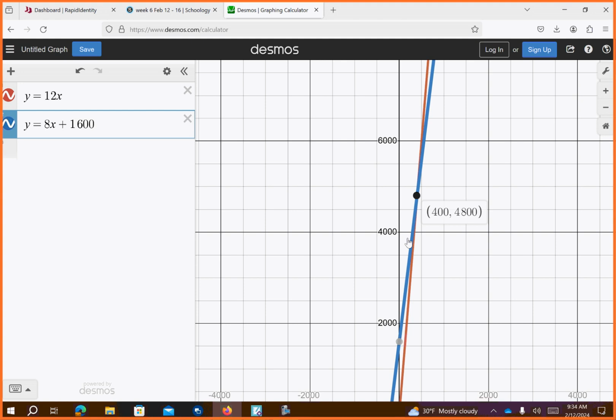So our break-even point is if we create 400 of our items, the company brings in $4,800, which covers all the costs. So that's our break-even point. If we make more than 400, we're making profit. Less than 400, we're not making a profit. So I appreciate you looking out for me.